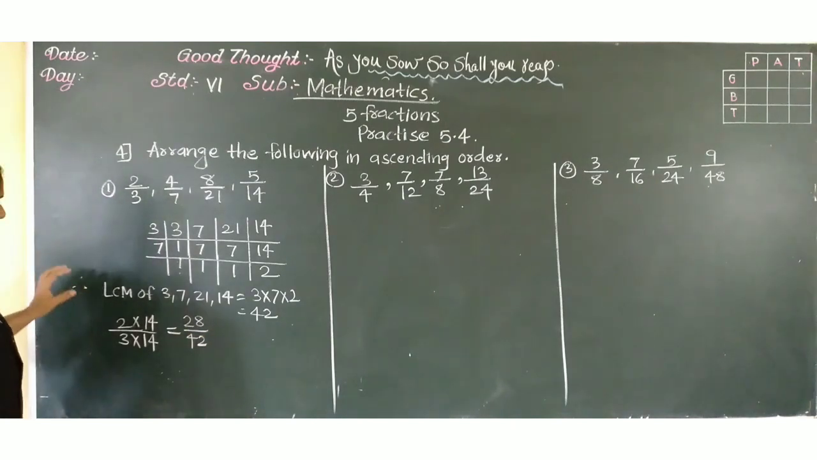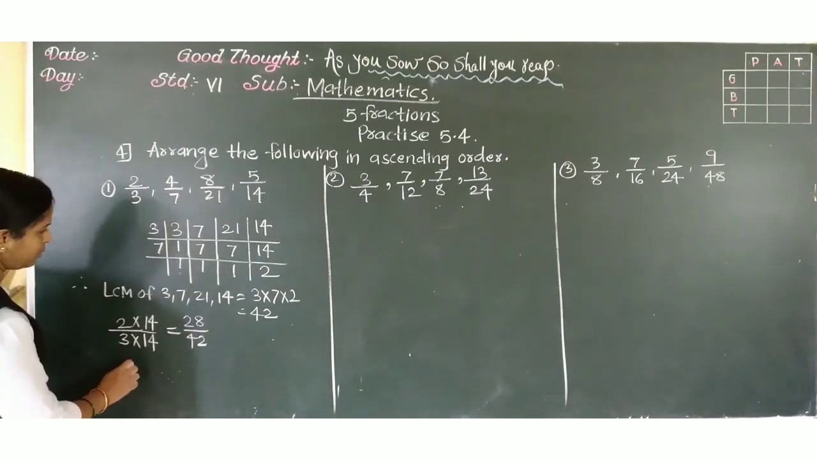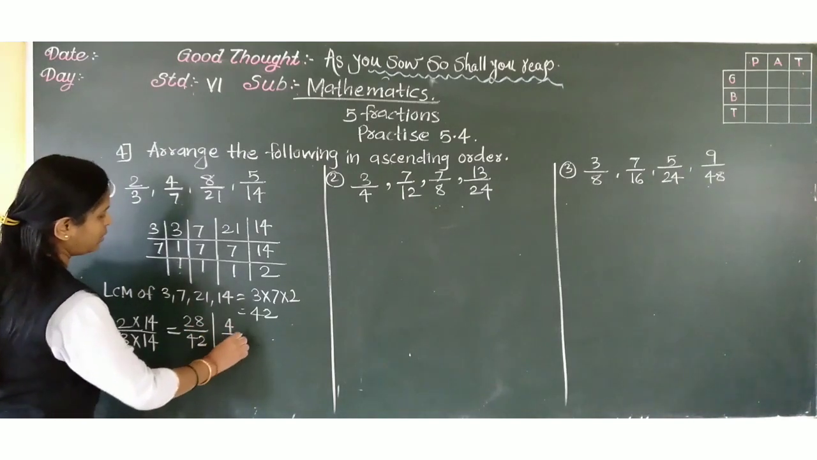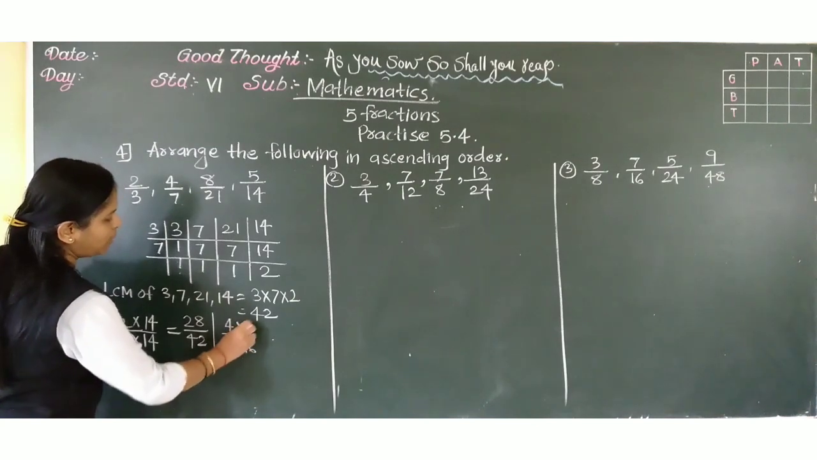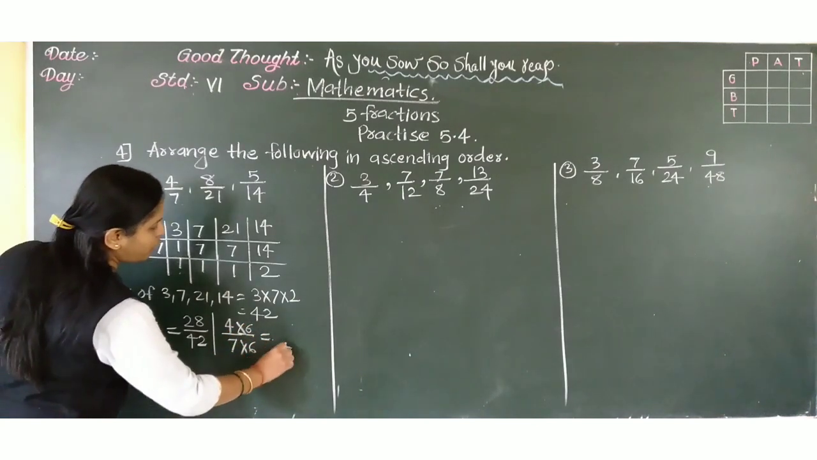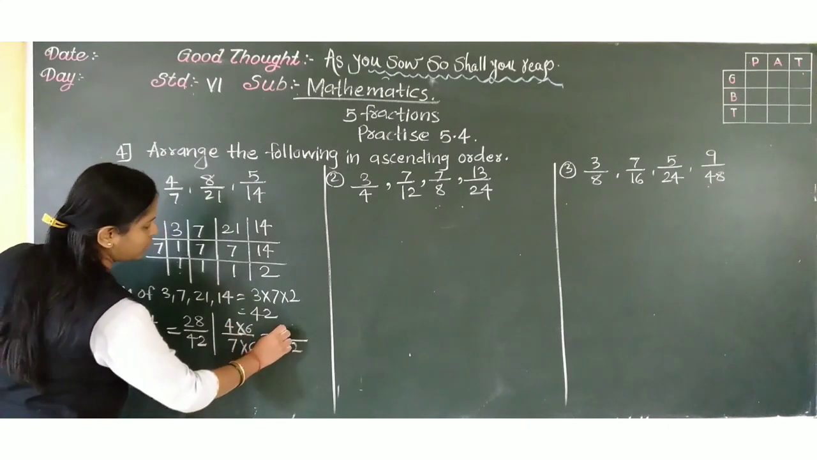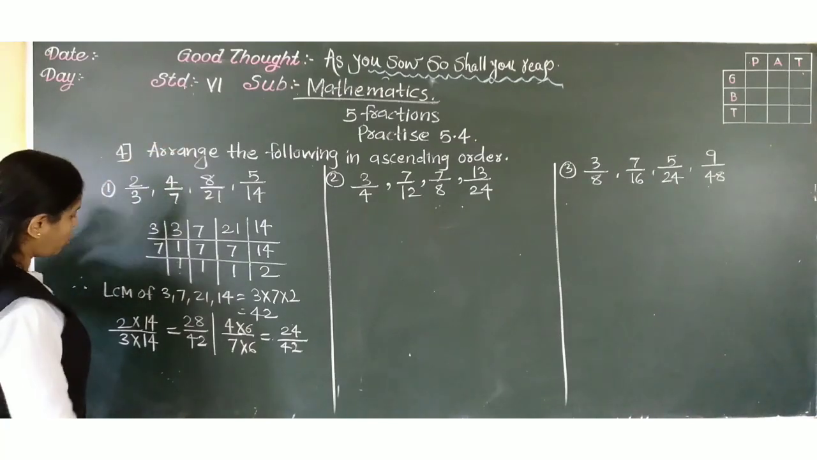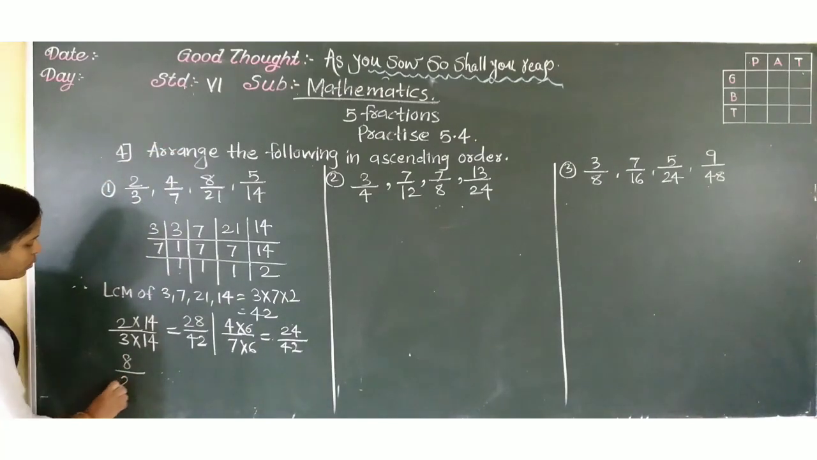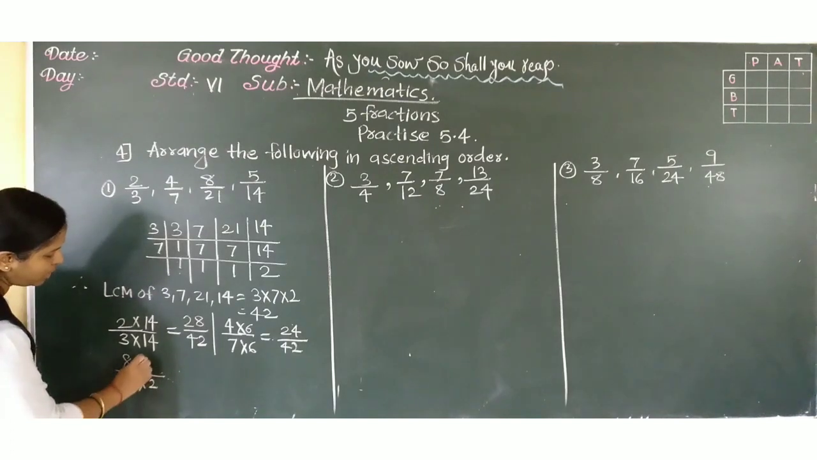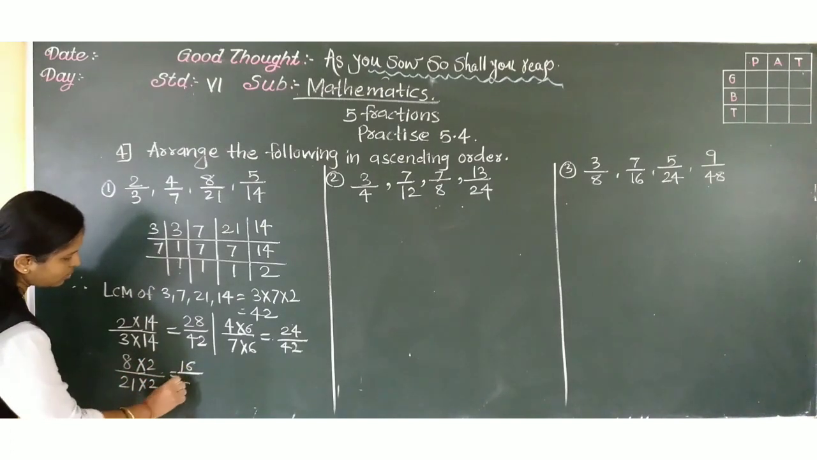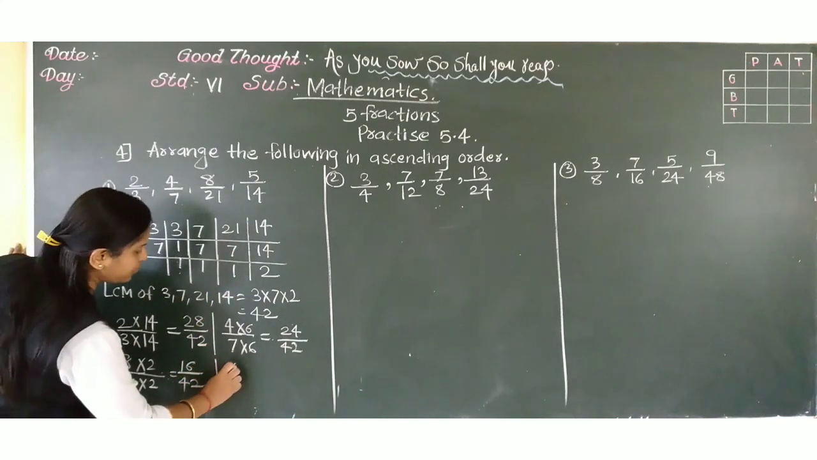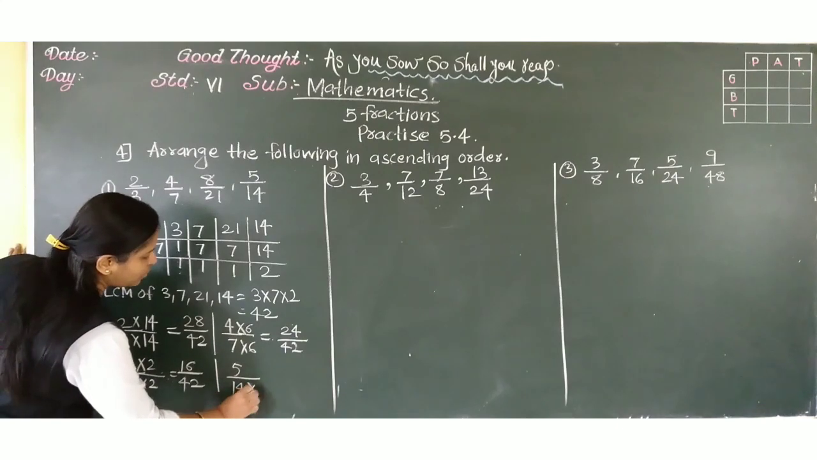Correct? Next, 4 upon 7. If you multiply it by 6, we will get here 42 and here 24. Correct? Now, 8 upon 21. So, 8 upon 21, now this we have to multiply by 2. So that, correct? Next is 5 upon 14. So, multiply with 3.